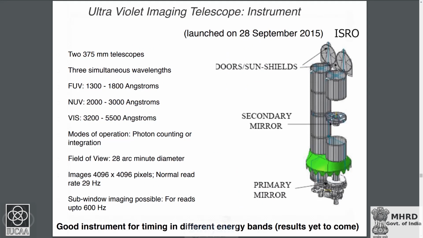It is a twin telescope. We have two telescopes aligned together. Both these telescopes have a diameter of roughly 40 centimeters, and this telescope has the capability to observe simultaneously in the visible band, far UV as well as the near UV band. This telescope covers a field of view of roughly half a degree, which corresponds to roughly the size of the moon, and this is an ideal instrument to do timing observations. This instrument has been carrying out regular observations since its launch without any degradation, and timing results are expected to come soon.